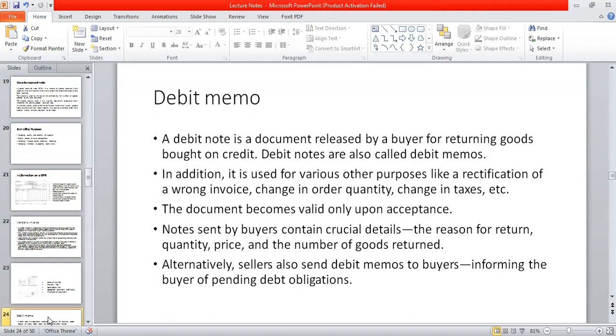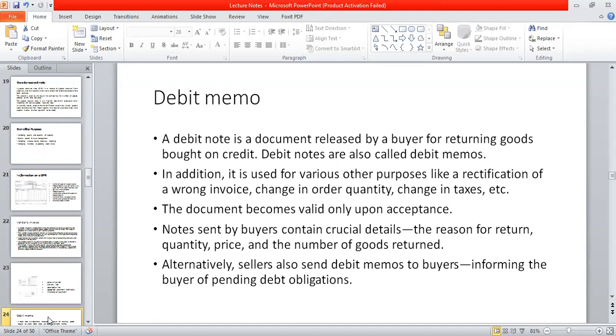If there are any changes within the invoice, it will be corrected by the use of a debit memo or a debit note. This document is only valid upon acceptance, and these debit notes sent by buyers contain very important details, for example, the reason for the return, the quantity, the price, and the number of goods returned.